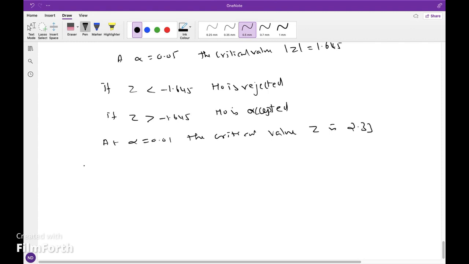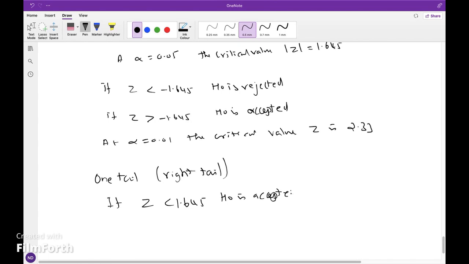One tail, right tail. If Z is less than 1.645, H naught is accepted. If Z is greater than 1.645, H naught is rejected.